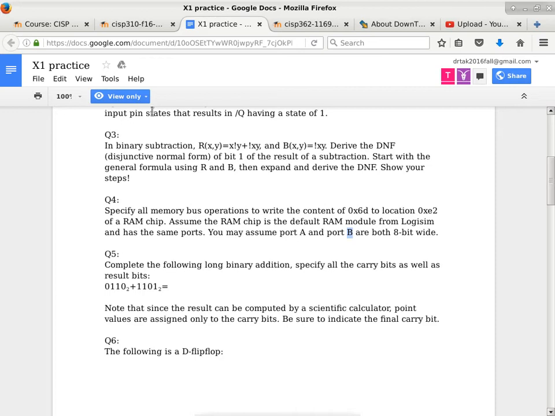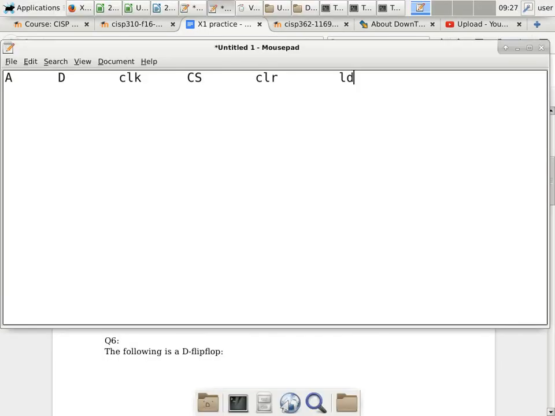So given these are the ports that we have to specify, let's go back to the question itself. The question is asking, how do you write a content of 6D to the location E2? Content means the actual content of the location, and this is a write operation. So what do you need to do to specify these things here? Okay, let's start with CS. That's the easy one.